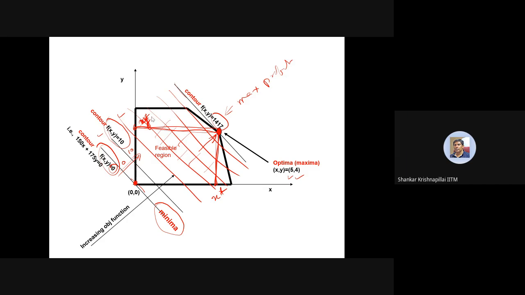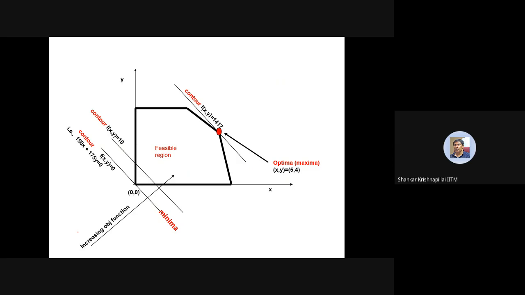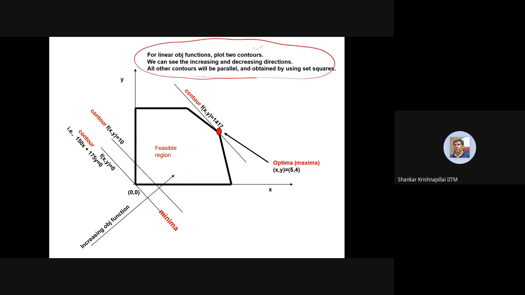So this is how this linear programming problem is done. Next we look at some special features of this linear programming problem. I think I'll erase these things. For linear objective functions, plot two contours. These things we already studied, how to draw the parallel contours.